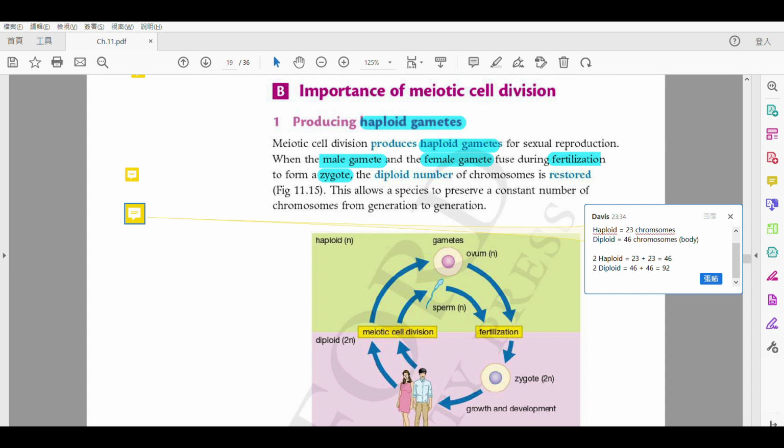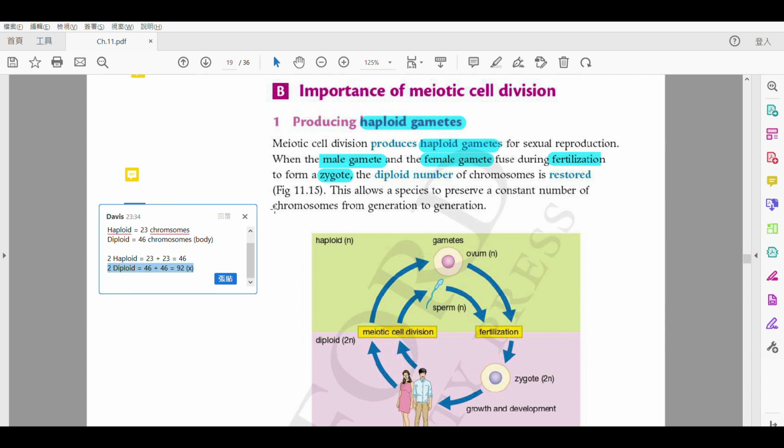So this answer is totally wrong. This is not a human being. 呢個92條嘅呢 not a human. 得唔得? So it must be a haploid. Gametes must be haploid. 如果佢唔係 haploid 嘅話呢 it is not possible. 得唔得?